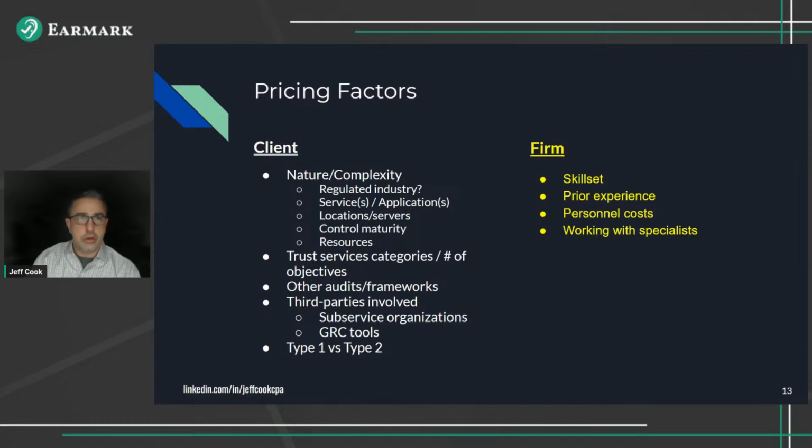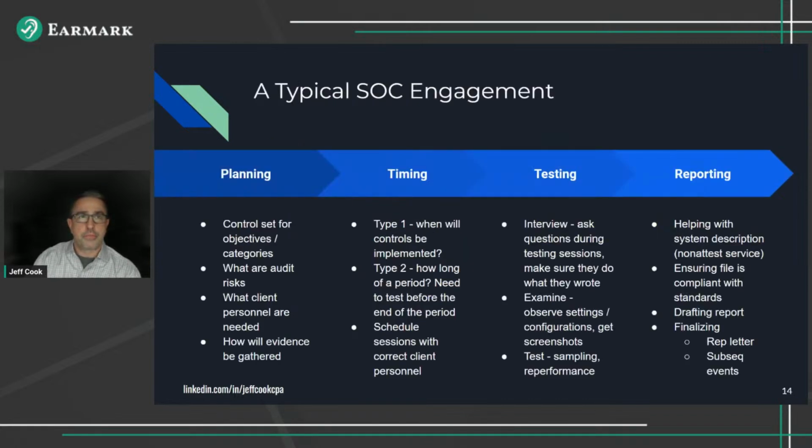Type 1 versus type 2, we just talked about. And then from a firm point of view, we need to figure out, again, skill set of the people, who's got prior experience, personnel costs, working with specialists, et cetera. That's all going to factor into this engagement or any SOC engagement that we're scoping and developing the practice.